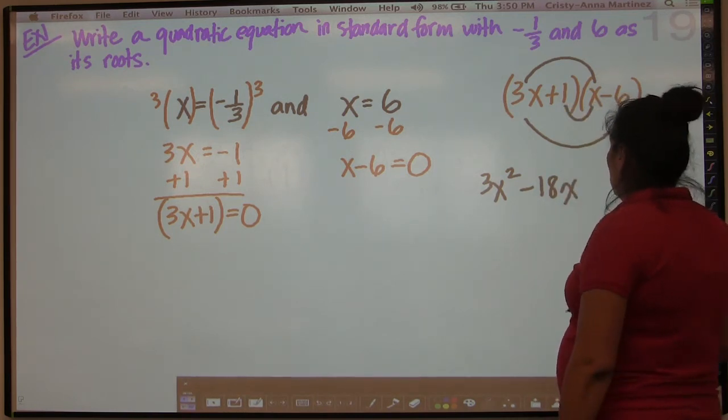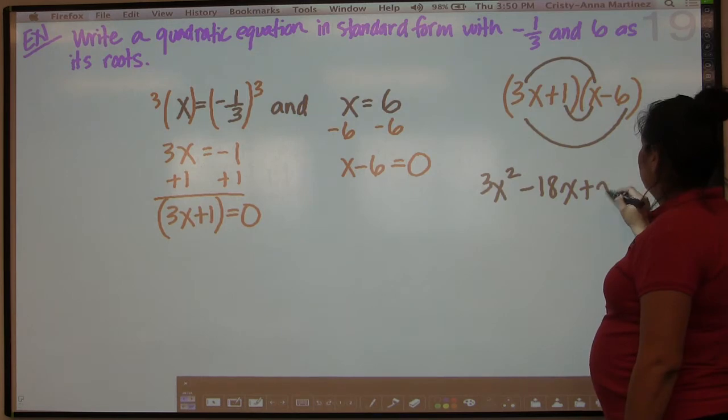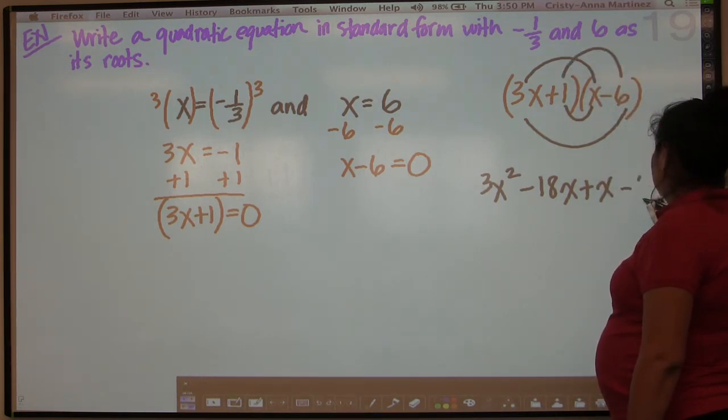Inside times inside is 1 times x, which is just positive x. And then last times last is 1 times negative 6, which is negative 6.